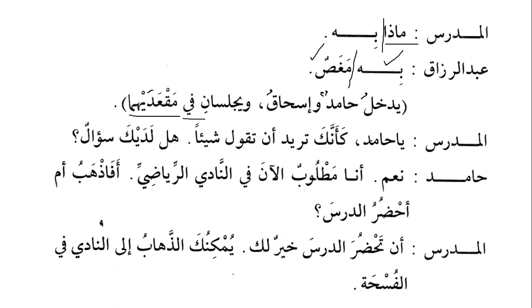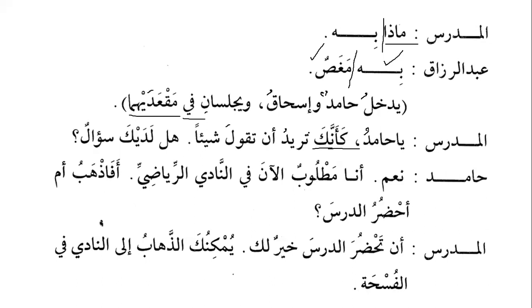Al-Mudarrisu, the teacher. Ya Hamidu, O Hamid, ka'annaka, it seems as if, or it seems as though, turidu, you want. We know that ka'anna needs ism as well. So ka will be ismu ka'anna, and the rest of the part will be khabaru ka'anna. Ka'annaka turidu an taqula shay'an, it seems that you want to say something.